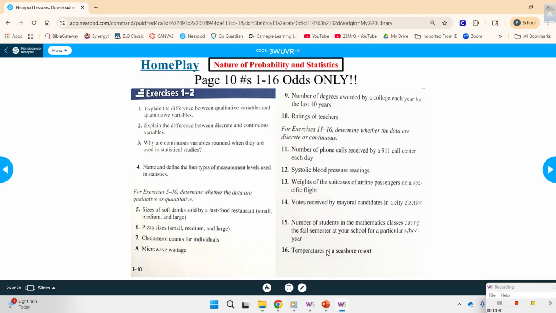this is due at the end of the period. Make sure you already have your evens. Now you're going to do the odds, and I'll open up an assignment.